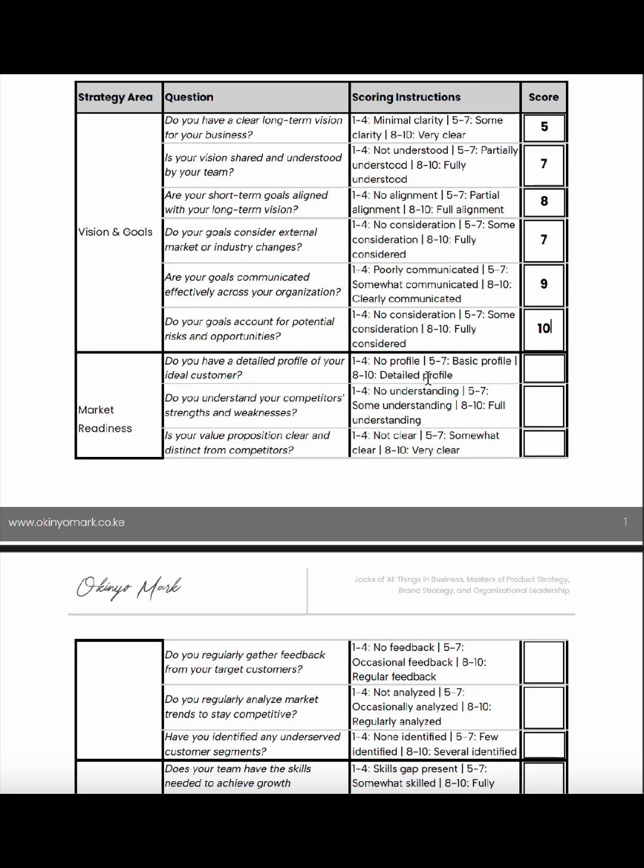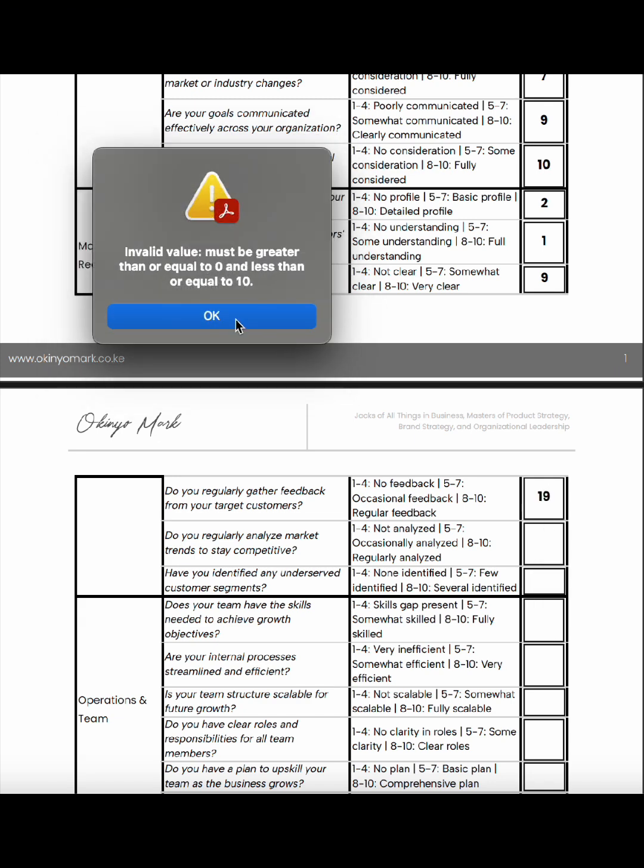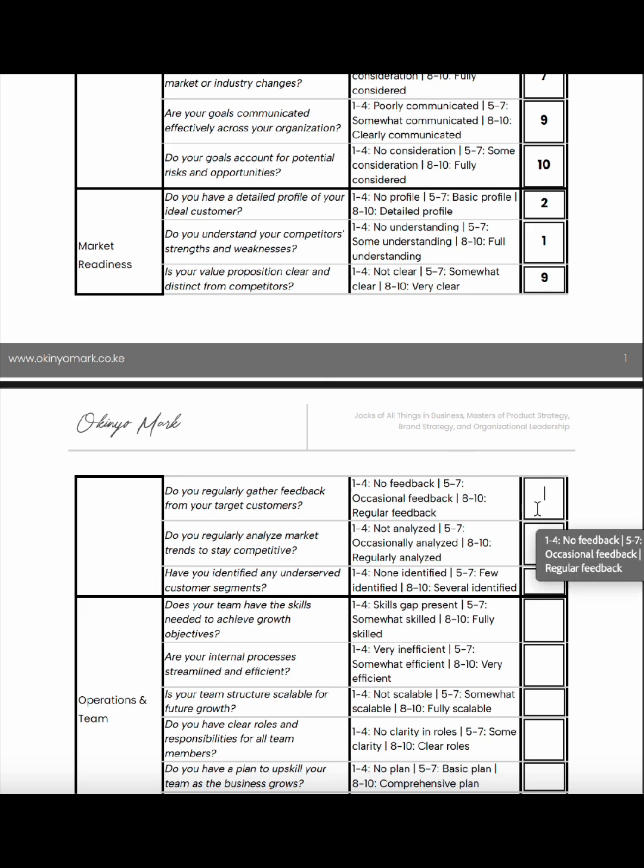and it has scoring instructions for each of the questions that we're looking at. And then there's another section for market readiness. So here, let's say we are scoring poorly, and essentially that's how you go about it. And you'll see that if you put a number that's not between the 0 and 10, it's not going to accept that input. So you have to ensure that you give proper ratings for each section.